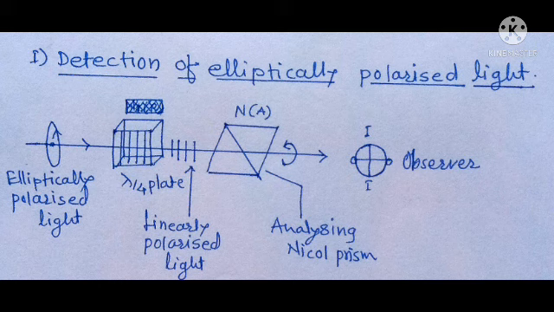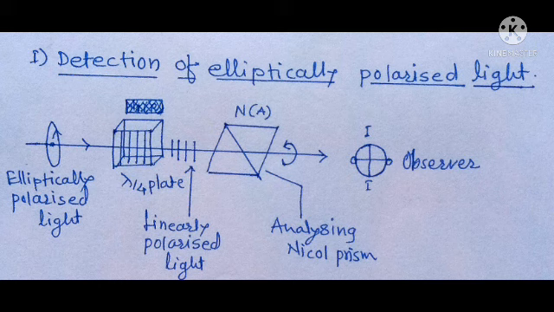To confirm the exact nature of light, the light to be tested is first passed through a quarter wave plate, lambda by 4 plate, and then through the analyzing Nicol. Now the Nicol is again rotated by one full rotation. If the light is extinguished completely at two positions, then the light is elliptically polarized, otherwise it is partially polarized.